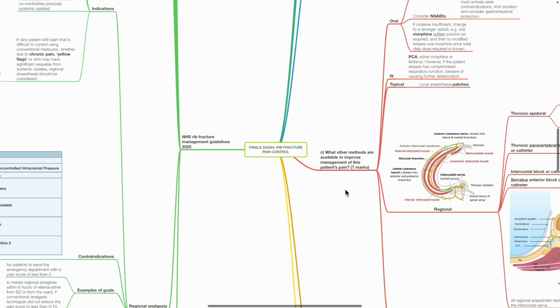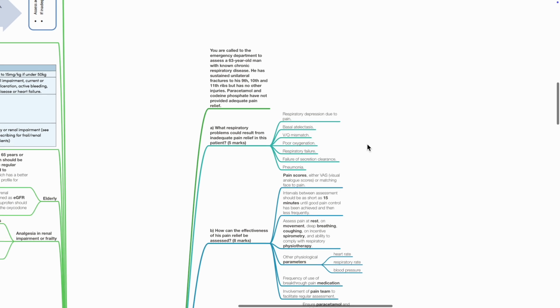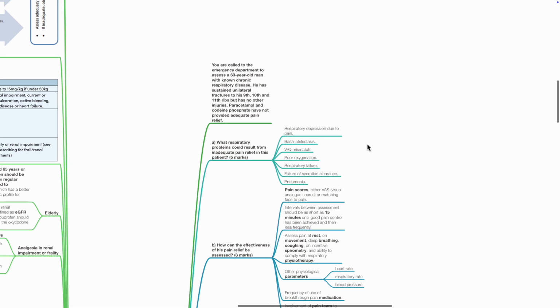Finals SAQ 94, Rib Fracture Pain Control. You are called to the emergency department to assess a 63-year-old man with known chronic respiratory disease. He has sustained unilateral fractures to his 9th, 10th and 11th ribs, but has no other injuries. Paracetamol and codeine phosphate have not provided adequate pain relief.